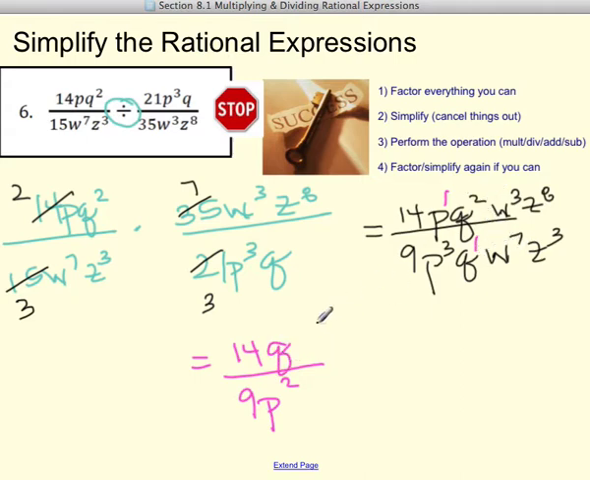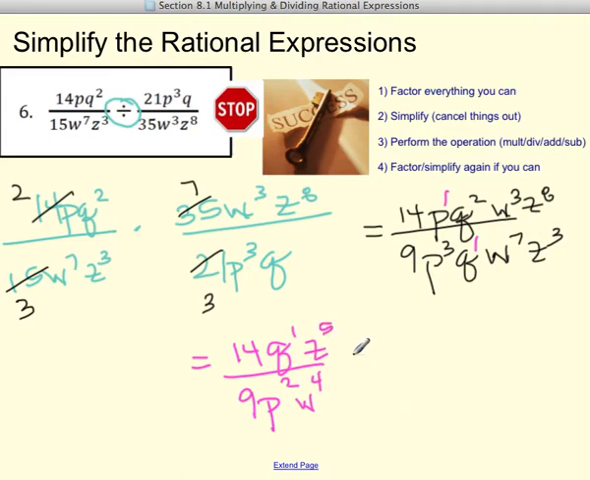So 2 minus 1 is 1. Now my w is, my larger is in the denominator, so I would bring the 3 to the 7, so 7 minus 3 is 4. And lastly, my z's. I have 8 in the numerator and 3 in the denominator, so it's going to be in the numerator. Bigger is in the numerator. 8 minus 3 is 5.